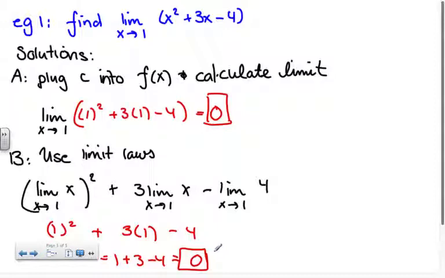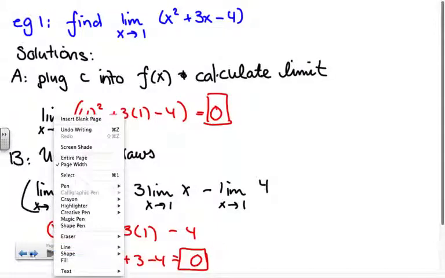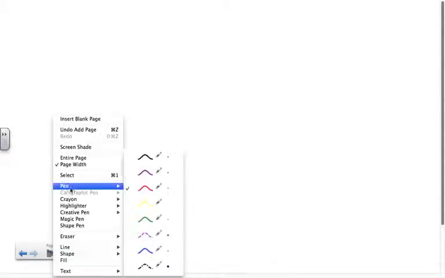Well, that's it. There's only 2 real ways to calculate the limit. And then the third way is to do your algebra beforehand. You could have used algebra to factor this. So let's do one more. Solution C is use algebra.